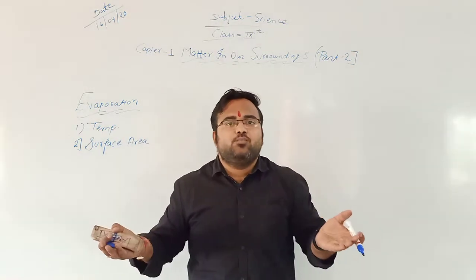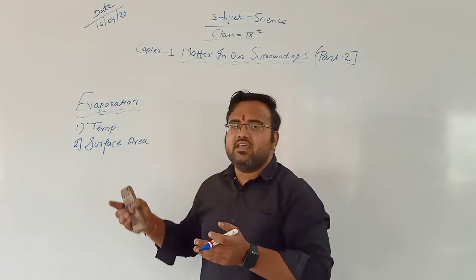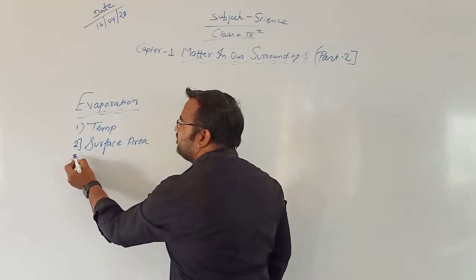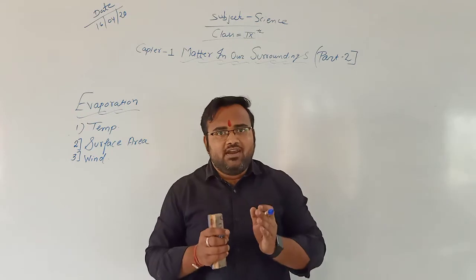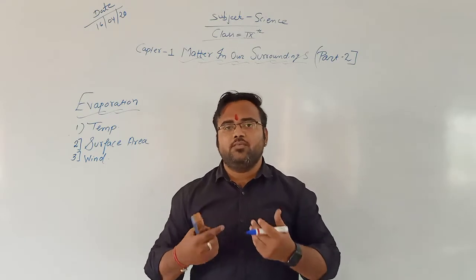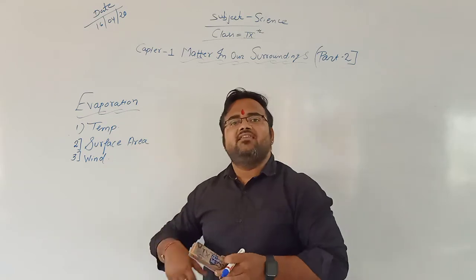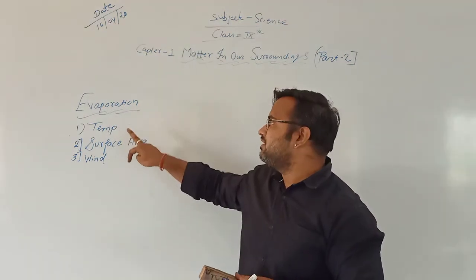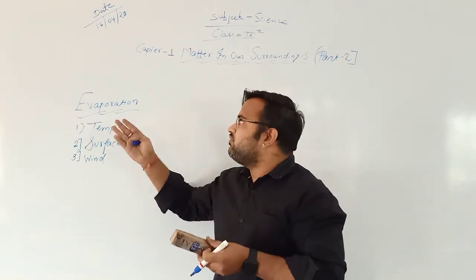If the surface area is more, then the rate of evaporation will be more. And the third factor is wind. If the rate of flow of wind is very high, then the rate of evaporation will also be very high. Or we can say temperature, surface area and wind, these three factors are directly proportional to the rate of evaporation.